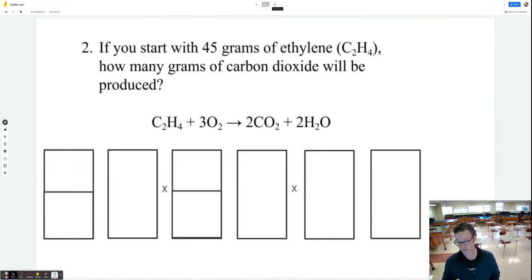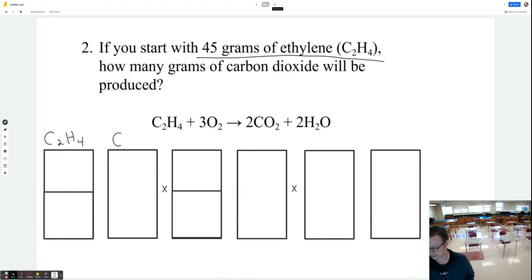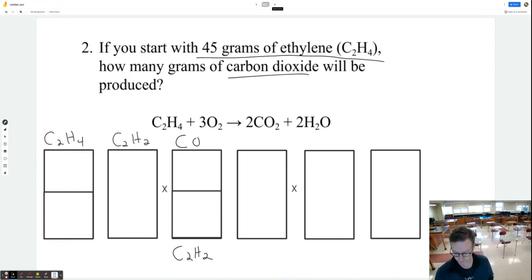Next question. Here we have some different coefficients to work with, so we'll have to figure out what the ratio is going to be. But we're starting with, and it says, if you start with 45 grams of ethylene. So let's label our substances here. The first 2 boxes are our reactant, which is the ethylene. The center box, or the ratio in the middle here, is the transition between what we're starting with and what we want to end up with. How many grams of carbon dioxide? So carbon dioxide is our unknown. That's what we're solving for. So everything from that point on has to do with carbon dioxide.